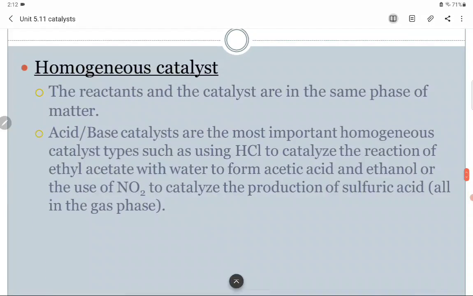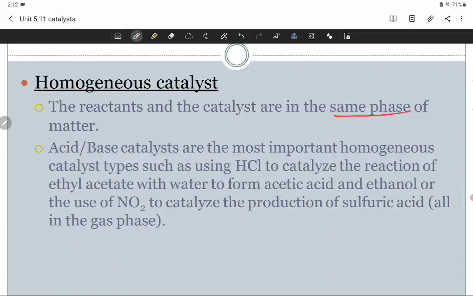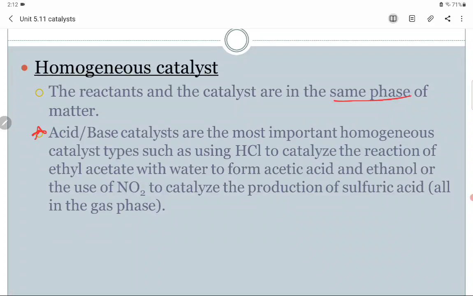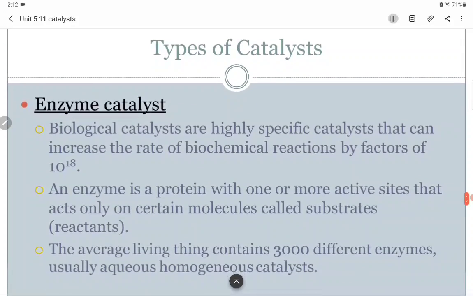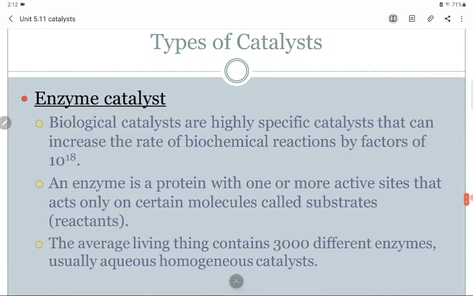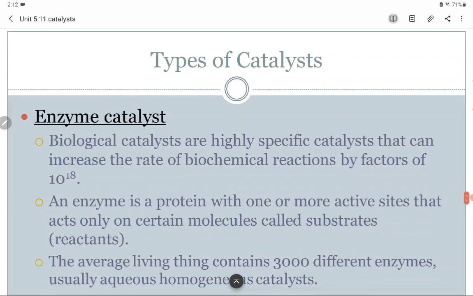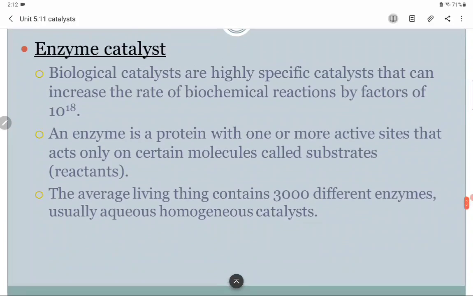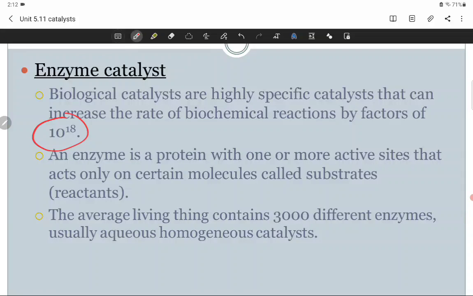I had mentioned there's a second type of catalyst, a homogeneous catalyst. Those would be the same phase of matter. It was difficult for me to find an example of that, but here is a little example. If you take some, actually even AP Bio, you'll get into enzymes, and enzymes are a biological type of catalyst. Every enzyme is going to be different, but they increase the rate of reaction tremendously, so reactions will take place very quickly.